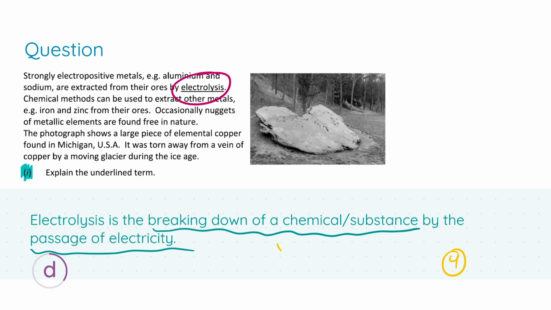You got 2 marks for correctly saying that the passage of electricity will break down a chemical or a substance, and you got another 2 marks for mentioning that it was due to this passage or usage of electricity. That's very important because electrolysis, it's kind of in the name. In case you forgot, it is mentioned in the name, so it's not too bad. It is just the passing of electricity to break up a substance.